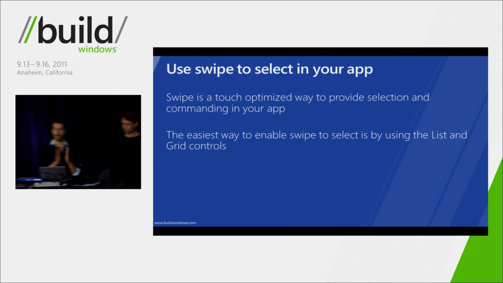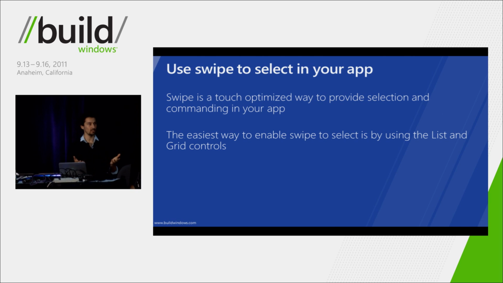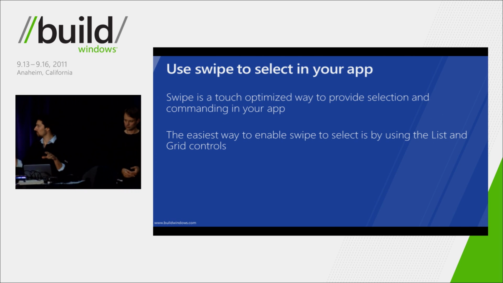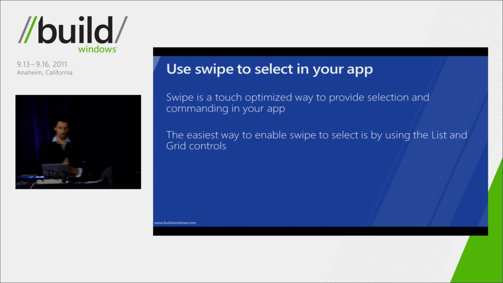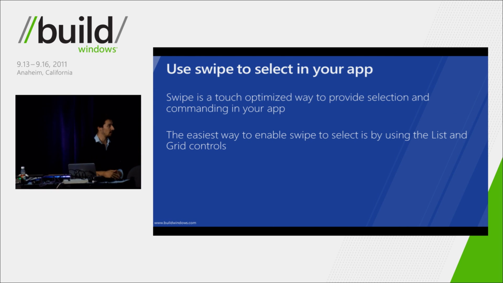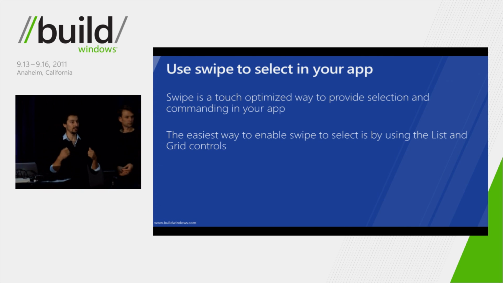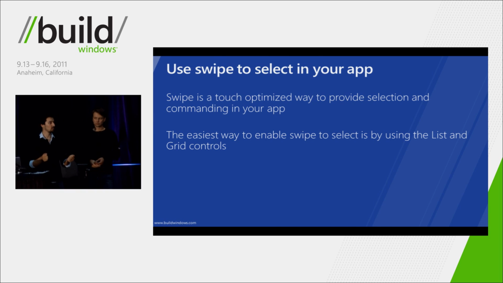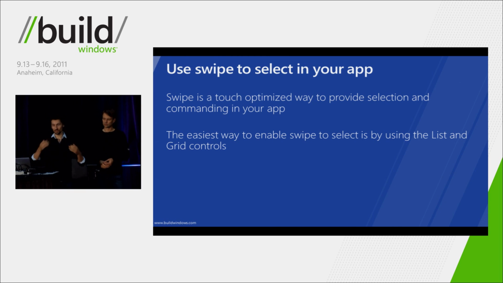So let's just quickly recap some of the takeaways about swipe to select and what it means for your apps, right? So we showed how swipe is a touch-optimized way to provide selection, but also commanding. And this is really important. If you just show selection and not your commands, then you're not going to have the fast and fluid way of commanding. So as soon as the user selects, make sure you use the app bar to automatically show the commands.